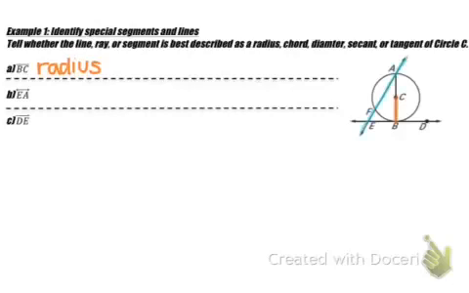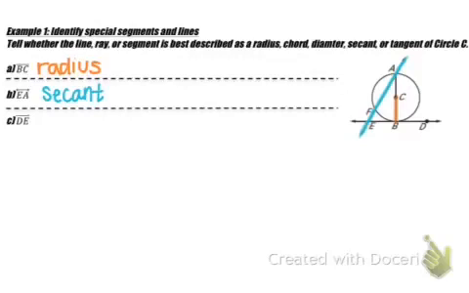The next line is line EA. So line EA is a line that extends forever in both directions that cuts through the circle. It doesn't necessarily intersect on the inside or on the outside, but what we do notice is that this line intersects the circle at two different points, and what we call this line is a secant.